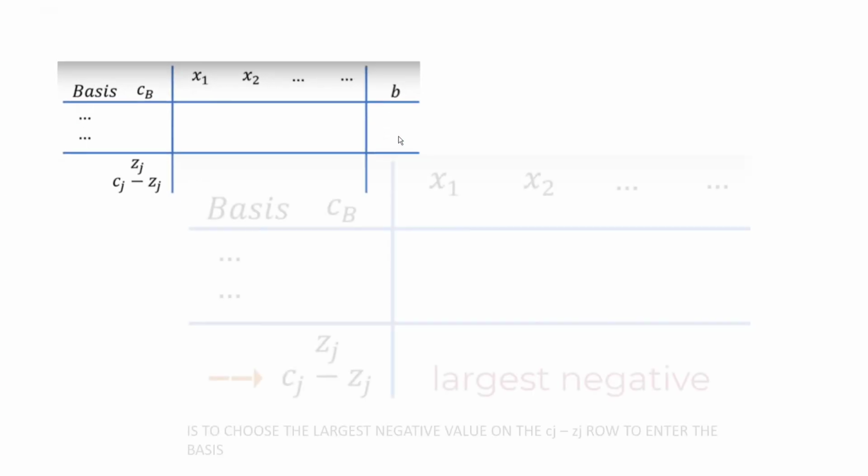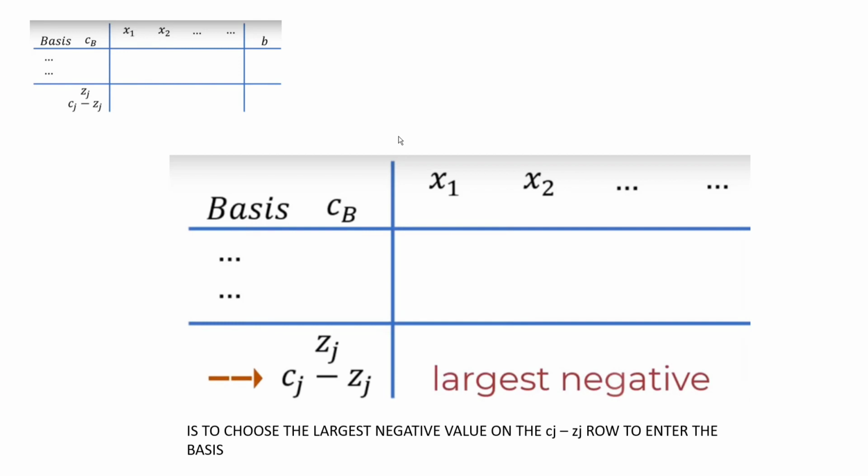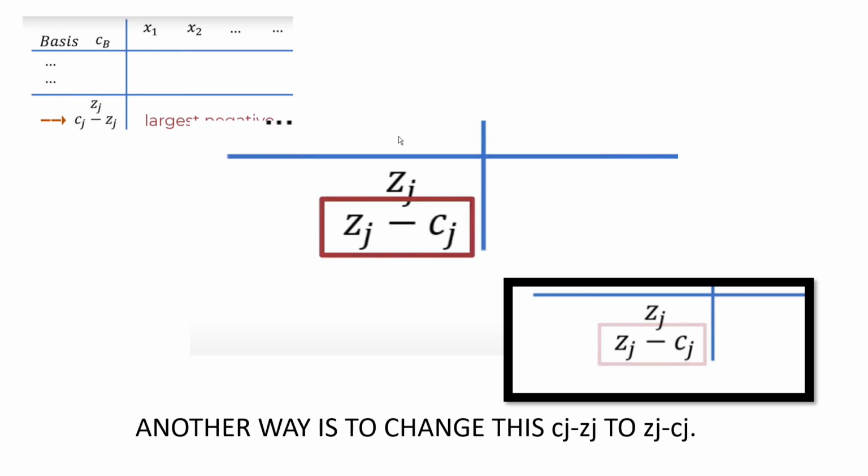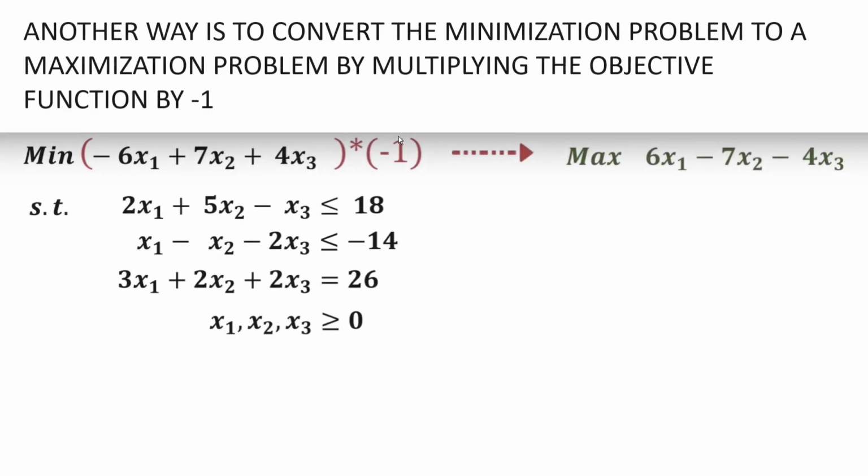One of the solution approaches in solving the minimization problem is to choose the largest negative value on the Cj minus Zj row to enter the basis rather than the largest positive as done in maximization problems. Another way is to change this Cj minus Zj to Zj minus Cj. And another way is to convert the minimization problem to a maximization problem by multiplying the objective function by -1.